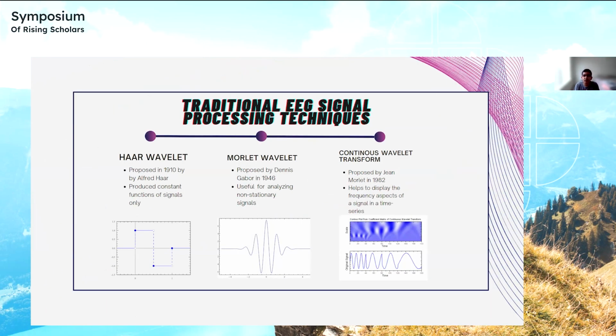Now, before we talk about the discrete wavelet transform and the fast Fourier transform, it's essential to talk about the traditional EEG signal processing techniques. In the history of EEG signal processing techniques, the Haar wavelet was first depicted by a Hungarian mathematician named Alfred Haar. However, the Haar wavelet only produced square-shaped functions, and this wavelet lacked the capability to analyze complex signals. It only analyzed stationary signals that do not have large spikes, so it's very hard for scientists to interpret any abnormalities in signals.